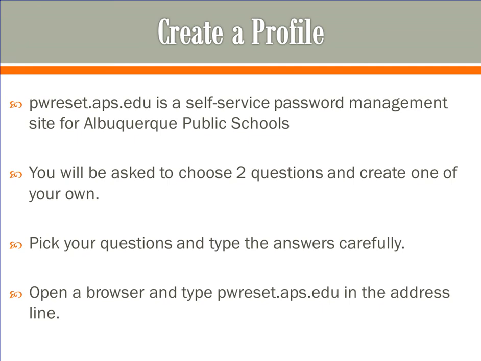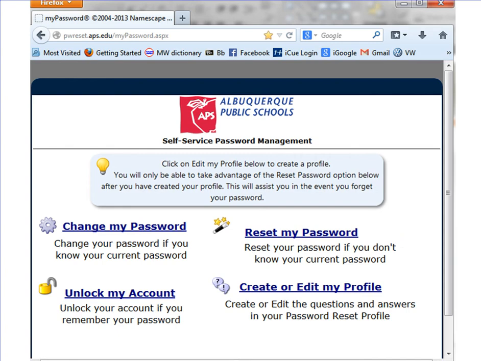So open a browser now and type pwreset.aps.edu in the address line. And you'll see this website. Notice in the right-hand corner it says Create or Edit My Profile. That's where you want to click to make your own little profile. Then you'll be able to come back here and unlock yourself or change your password or whatever needs to be done because you've created your own profile.